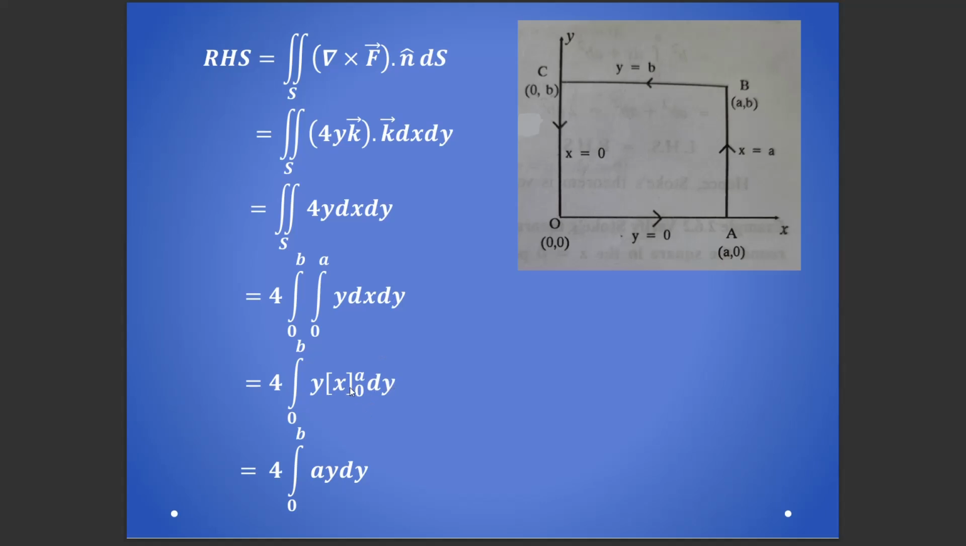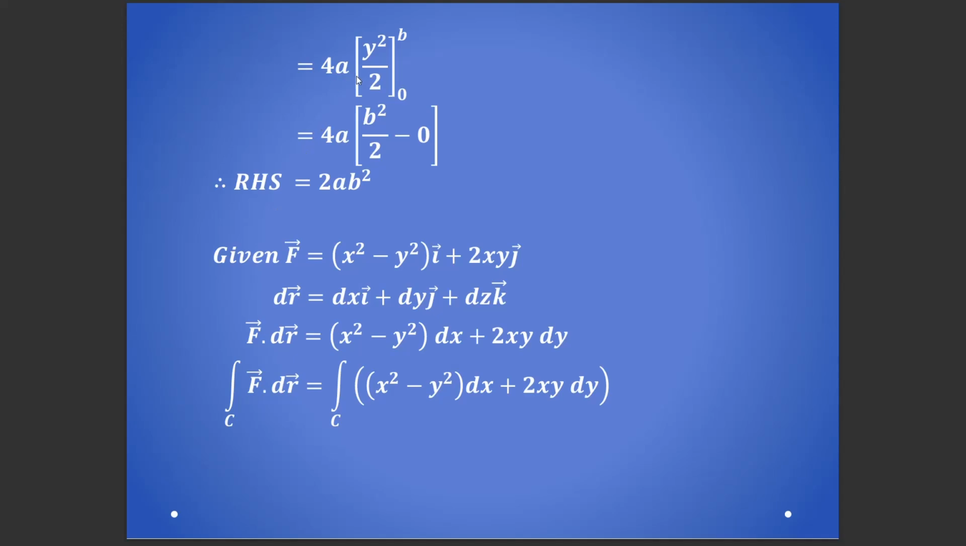Now upper limit of x is a minus lower limit of x is 0, so a minus 0 equals a. So a into y into dy. Now 4a is the constant; integral y into dy equals y square by 2, with the limit from y equals 0 to b. So with y equals b as the upper limit minus y equals 0 as the lower limit, it is b square by 2. So 4 by 2 is equal to 2. So 2a b square is the answer for RHS.